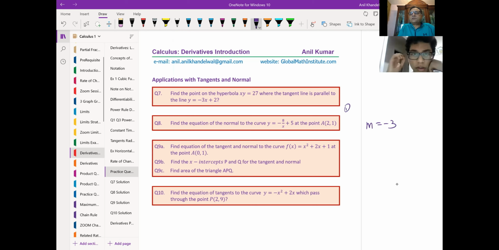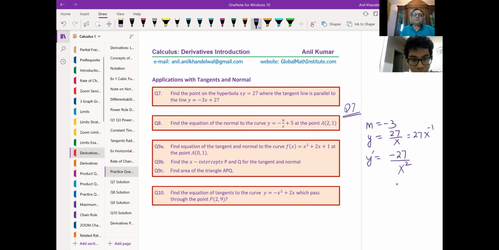So you are solving question number 7, correct? Yeah, question number 7. And the equation is given to you as xy equals 27. It's a good idea to write this as y equals 27 over x. So the derivative is what? It's 27 times x to the power of minus 1, so that gives you negative 27 over x squared, correct?